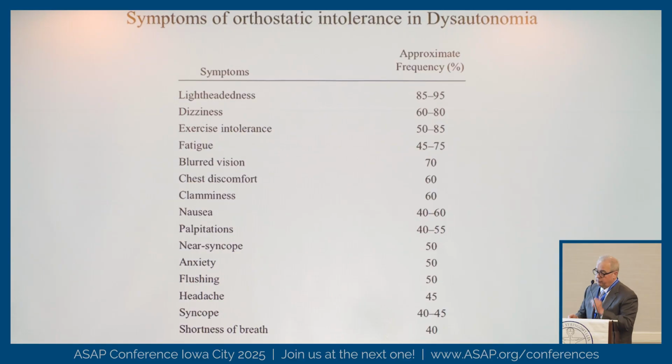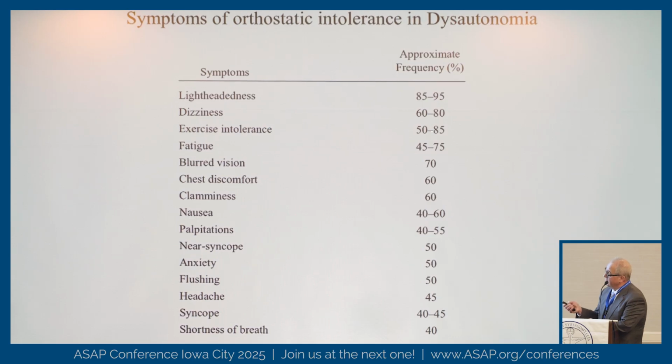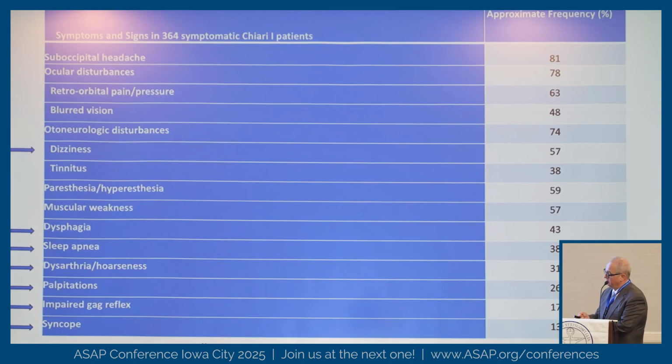If you look at the symptoms of orthostatic intolerance in dysautonomia in general, lightheadedness is incredibly common. It's basically up to 95% of the patients. That's how they present. Dizziness is the next most common, then exercise intolerance. And then there is a whole host of other symptoms, and some of the common ones that can be very vexing to patients and physicians are chronic fatigue, as well as some of the other problems. You've heard some of these topics on headache. We see syncope and shortness of breath, which sometimes can be orthostatic. So these can all be symptoms of orthostatic intolerance.